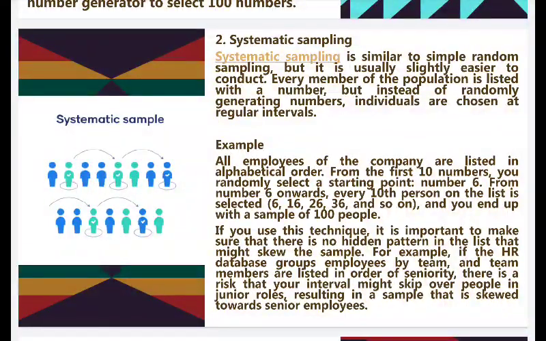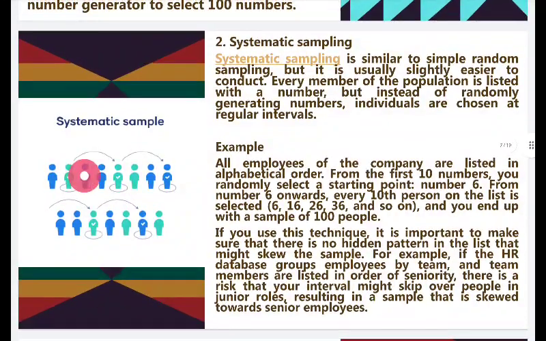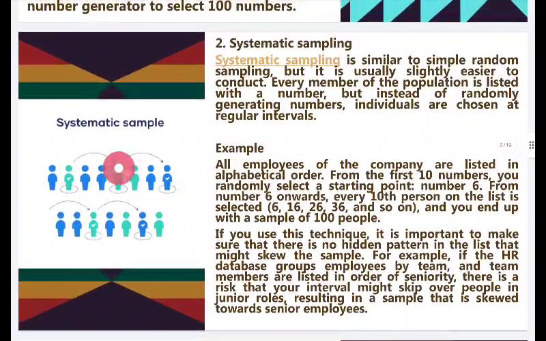For example, all employees of the company are listed in alphabetical order. From the first 10 numbers, you randomly select a starting point, number 6. From number 6 onwards, select every 10th person. So, para pong ganito. After nito, pili na naman tayo. So, parang ganon. On the list, selected are, for example, 6, 16, by 10s po kasi to, 26, 36, and so on. And you end up with a sample of 100 people.